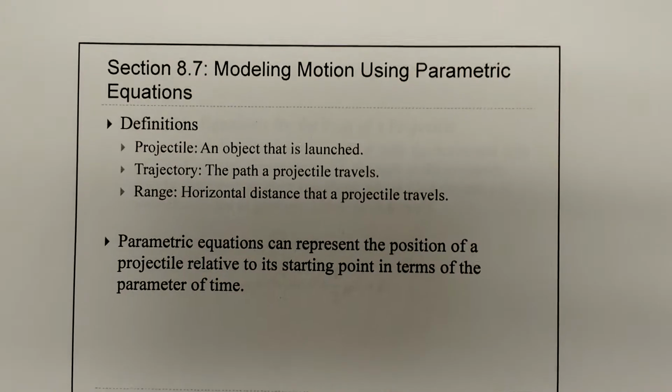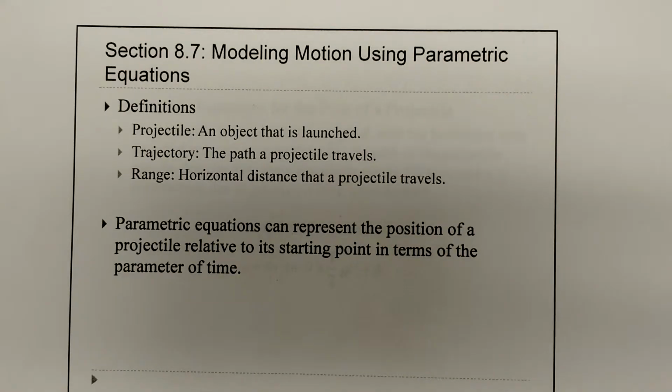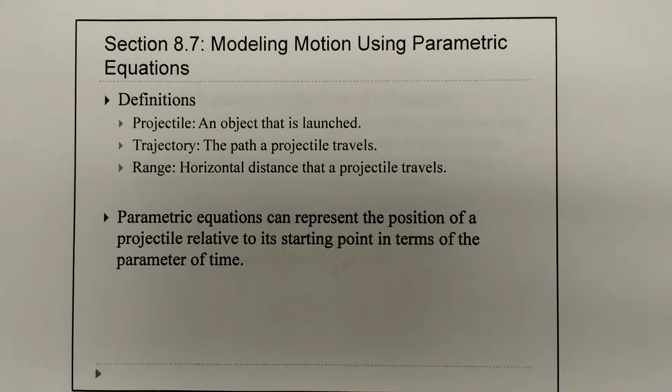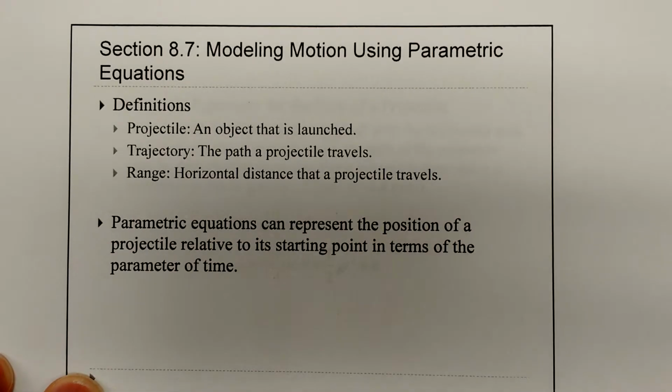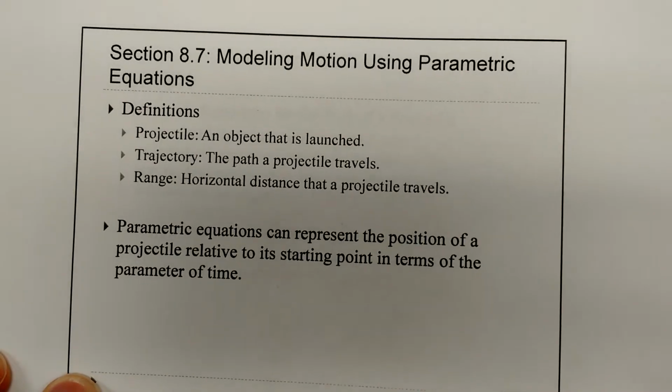So, just a couple definitions. A projectile is any object that is launched. The trajectory is the path that it follows, and the range is the horizontal distance that it travels. So you can use parametric equations to represent the position in terms of the parameter t, which is why I typically use t as the parameter.